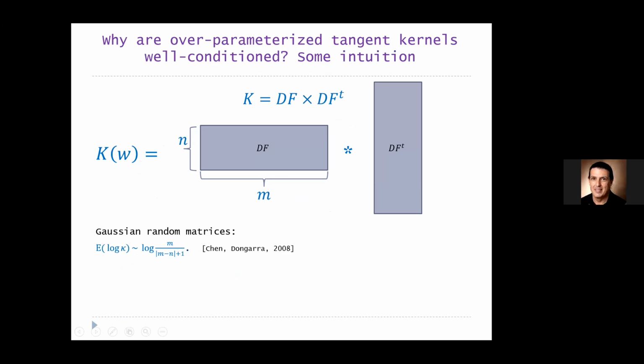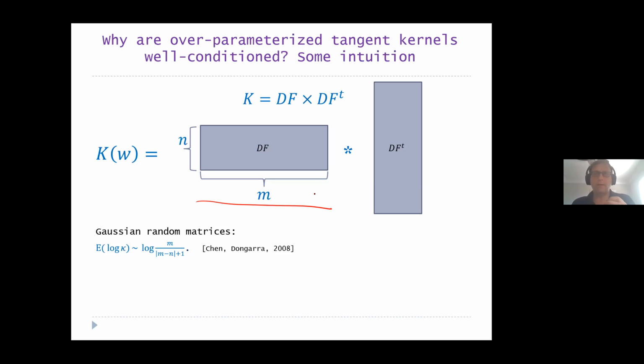Let me give you this very simple example, which shows why we would expect something like that. Imagine my tangent kernel. My tangent kernel is df times df transpose, right? And df is a skinny matrix in the horizontal direction. It's long and thin like this. When I multiply these two matrices, I get something which is n by n. And suppose n is small.